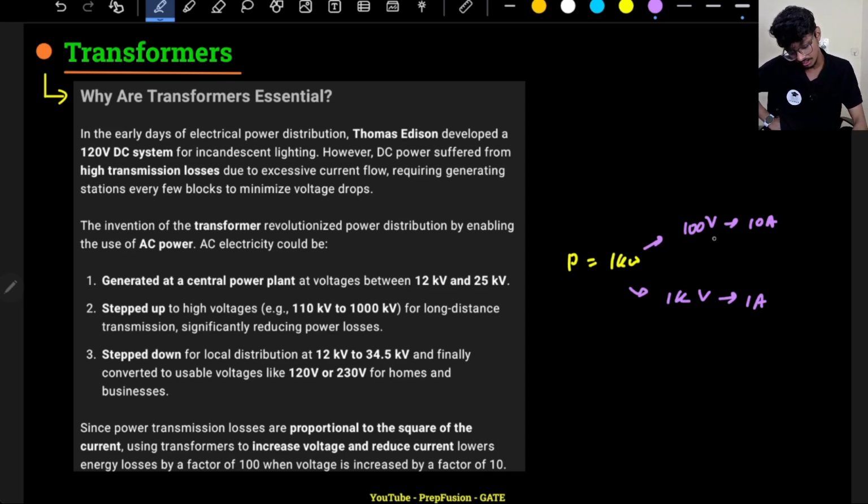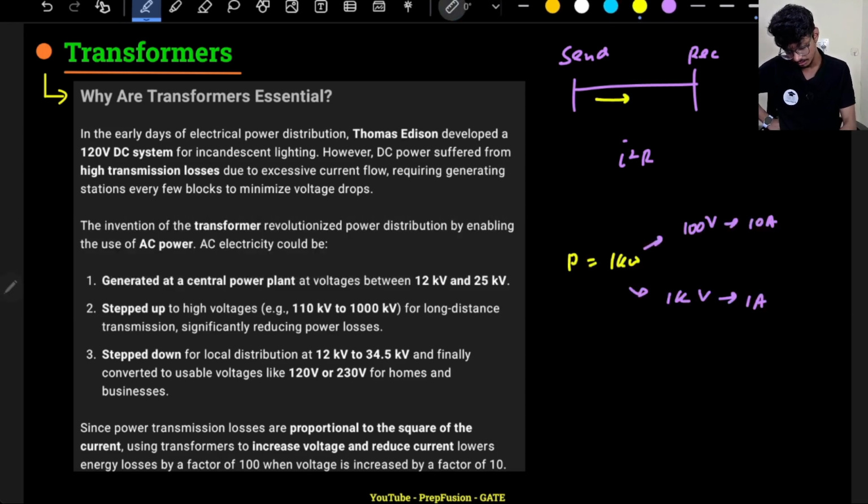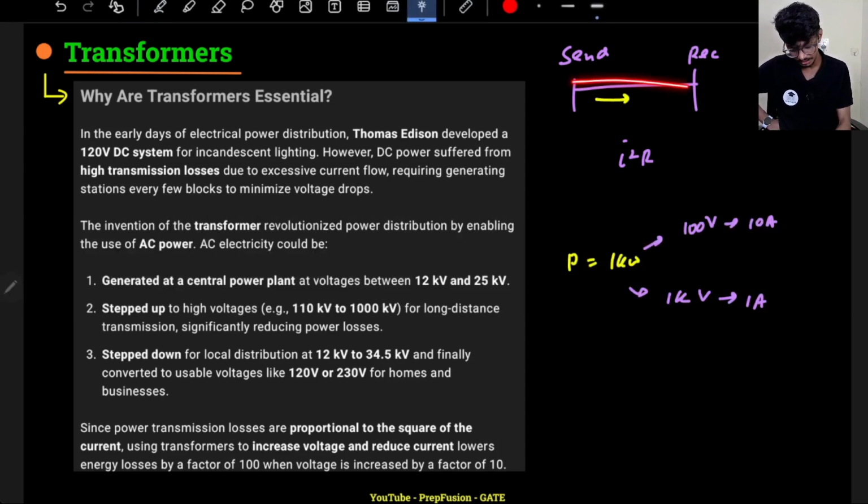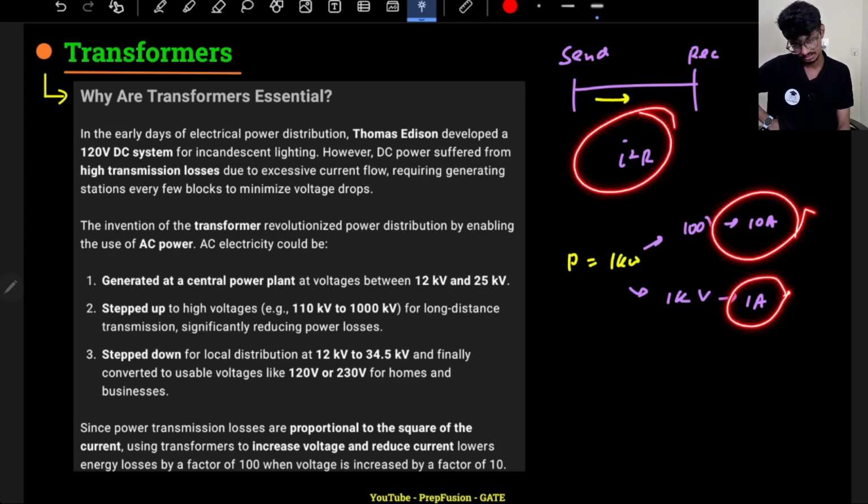How are the losses calculated? Losses are always calculated as I square into R. So this is my line. This is my sender and this is my receiver, right? So I am transmitting power from here to here. From here to here, some current is flowing, right? So if some current is flowing, that means basically this will be the I square R. So here the I has reduced, but here the I is very large, right?